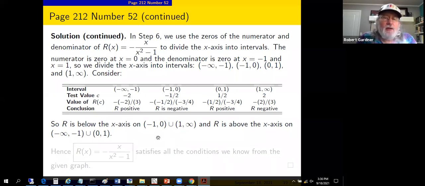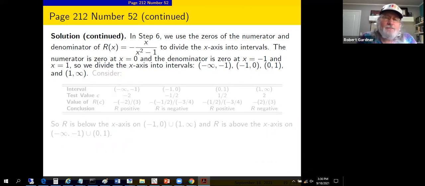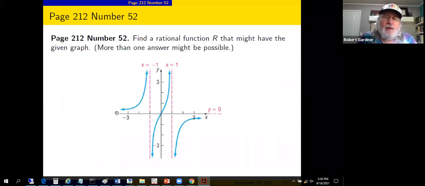So let's go back and check. Below the x-axis on the right in the interval -1 to 0. Above the x-axis on the left and between 0 and 1. Let's go back and look at the picture for that. Yeah, above the x-axis on the left and between 0 and 1. Below the x-axis on the right and between -1 and 0. That's exactly what we had. That graph satisfies all the conditions that we know how to check. That equation satisfies all the conditions given in the graph.